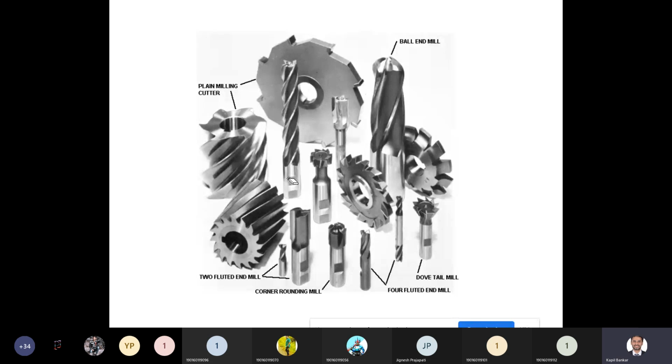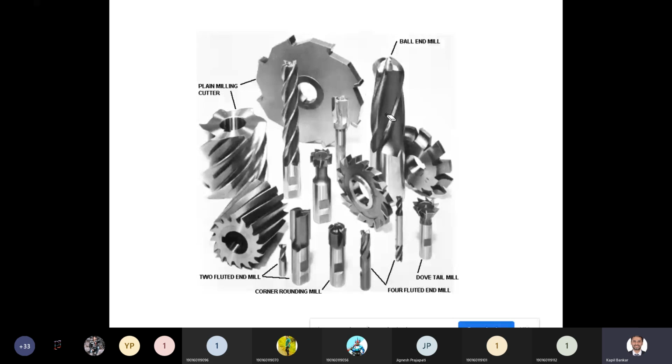This is also an end mill cutter. See, on the end side there are four cutting points, and with the help of these different cutting points you can remove the metal. Okay, this is called plain milling cutter. This is also called plain milling cutter. This is also a cutter with a twisted edge. Okay, so this is called T-slot cutter. So a T-slot can be formed with the help of this type of cutter.